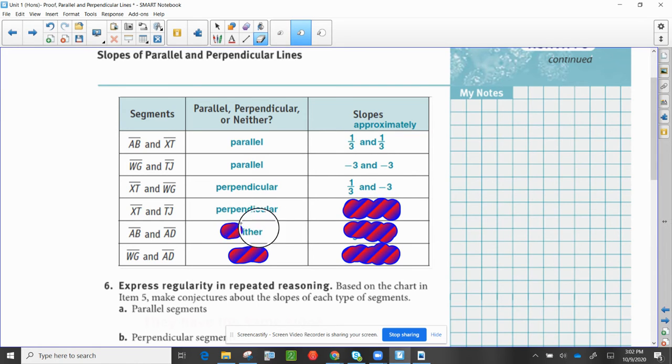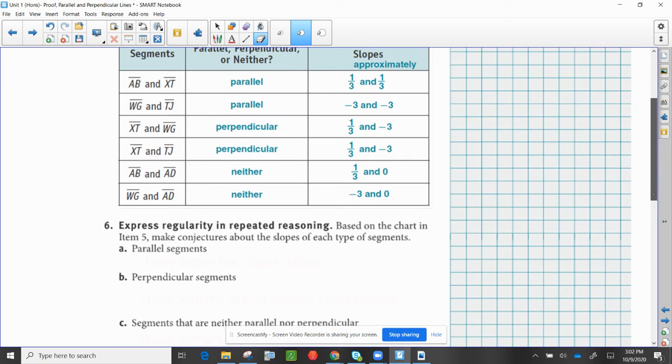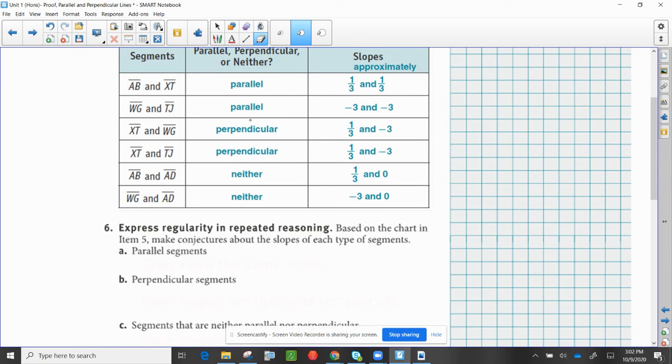Okay, so I'm just going to unveil the rest of this chart here. So XT and JT, those were also perpendicular. AB, AD, WG, and AD, those were neither. So let's look at the lines that were parallel. We said the first two boxes were parallel. So make a conjecture then about the slopes of parallel lines. If they're parallel, what do we know about those slopes?